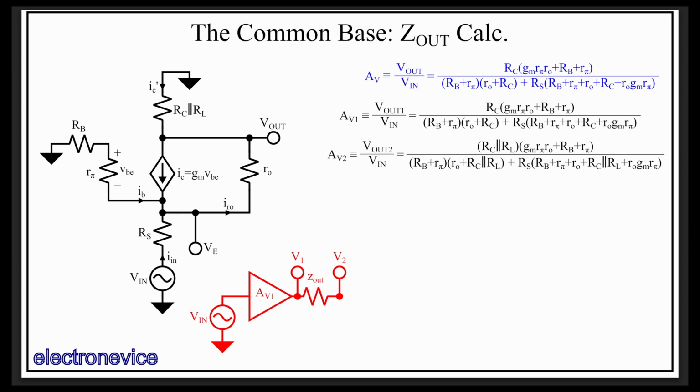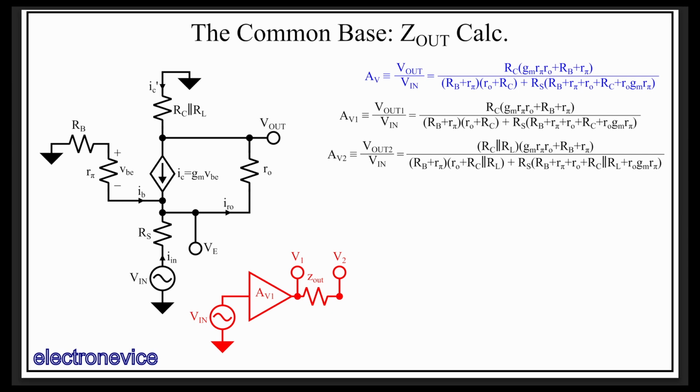Also, we don't have to think about the input impedance of this amplifier because it's being driven by a perfect voltage source Vin, and so the input impedance doesn't matter. The effect of Rs and the input impedance on the output voltage is already handled by AV1. So, due to linearity, we can make these assumptions.